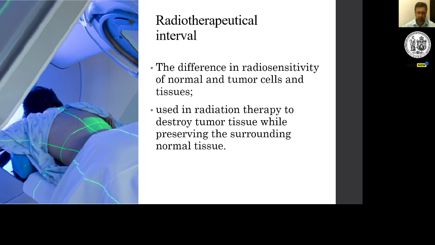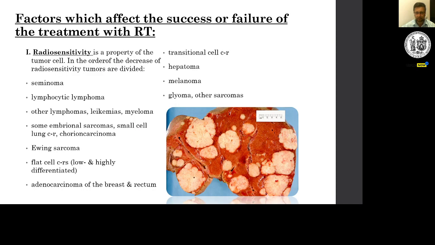Why is it important? Because often different severe complications may be observed due to radiation therapy, like necrosis of the surrounding normal tissues, burns, inflammation, even resulting in abscess, and so on. So we must preserve normal surrounding tissues around the tumor to avoid such serious complications.